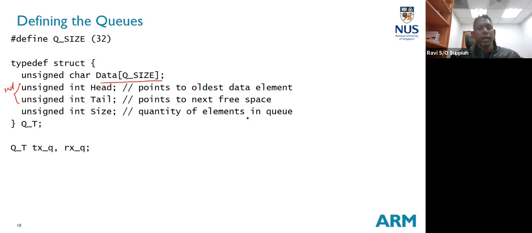The head is where I read from, and the tail is where I add to, depending on transmitting or receiving data. At the same time, there is the size, which is how much of the space I've already used. And I create two variables here, txq and rxq.